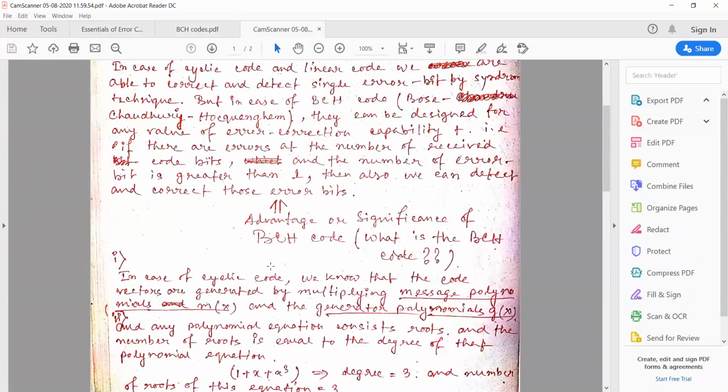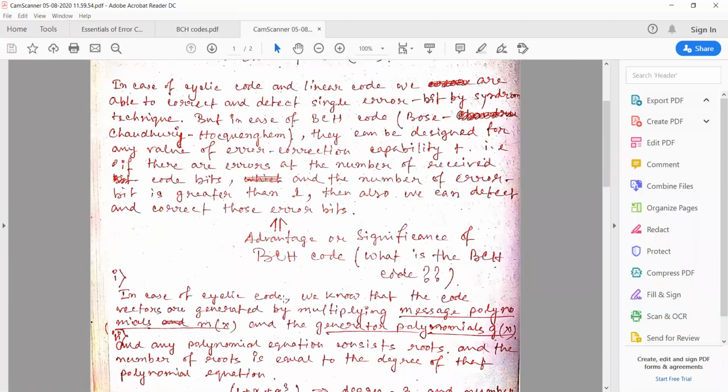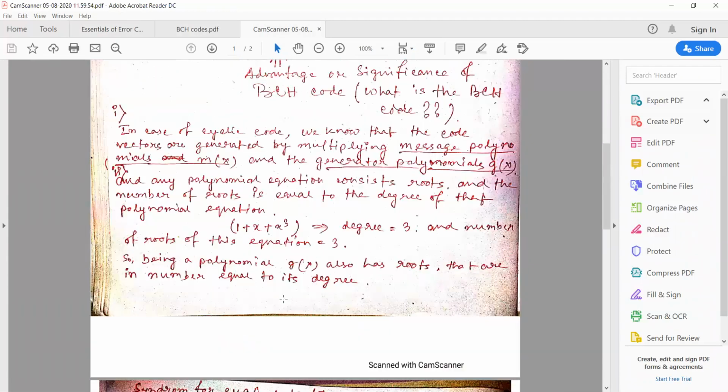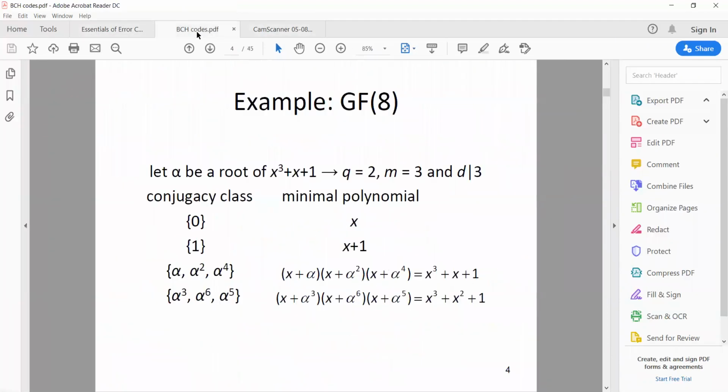Okay, so from this handwritten note, I think this is very important: the advantage and the significance of the BCH code. What is the BCH code? So this will be the answer: in case of cyclic code and linear block code, we are able to correct and detect a single error bit by the syndrome technique. But in case of BCH code, we can design for any value of the error correction capability T. Okay, so this is the advantage of the BCH code. So that's why we are doing the BCH code. Right. So the lecture is up to this.